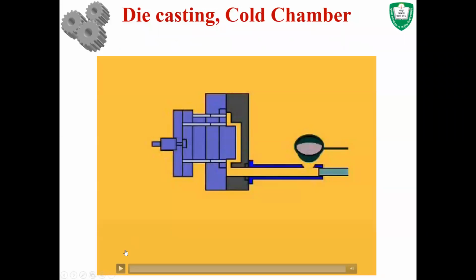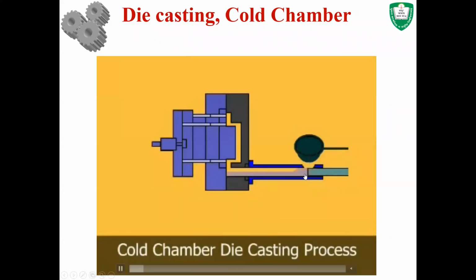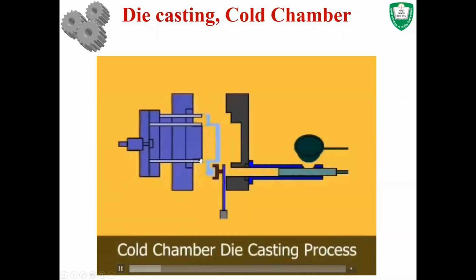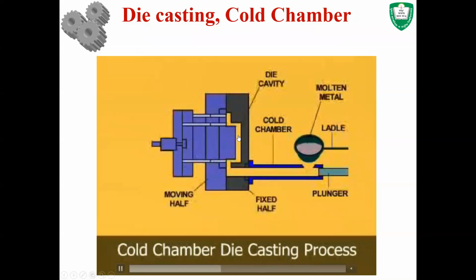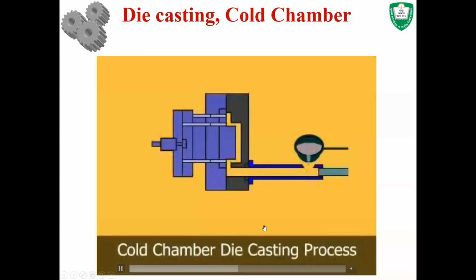So this is the cold chamber die casting machine animation. Just have a look. Put the molten material into the system, using the plunger you push it, and then ejector pins are used to remove the final casting. It's a very simple process. Another thing is that before pushing the molten material into the system, you need to use lubrication to facilitate the removal of the casting. If you want to remove the final product very easily, you have to apply lubrication on the mold every time before putting the molten material into the system.